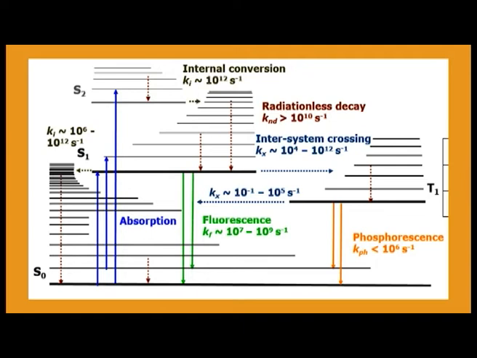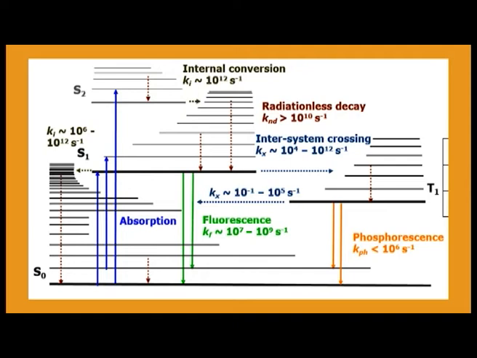But we can have another process. The molecule may go into an inter-system crossing process, in which the molecule in the excited state S1 can cross the system, transferring some energy to the neighboring molecule, and this process is called inter-system crossing.